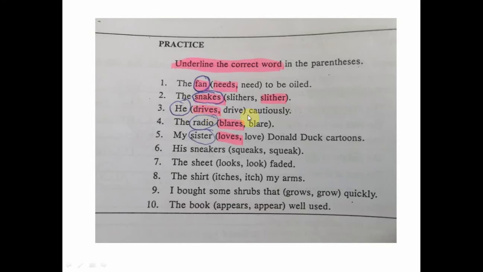He drives cautiously, carefully. The radio blurs. And here, you know what blurs means? It makes those sounds that are also noisy sounds. So one radio. So we add S to the verb, blurs.